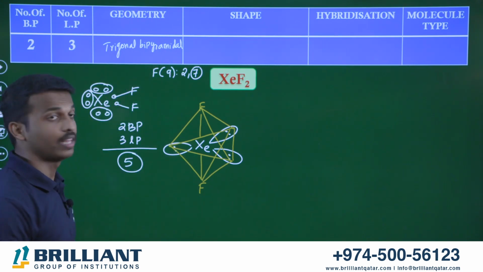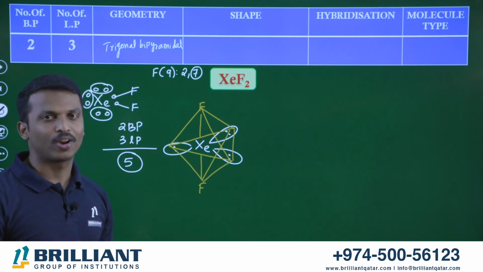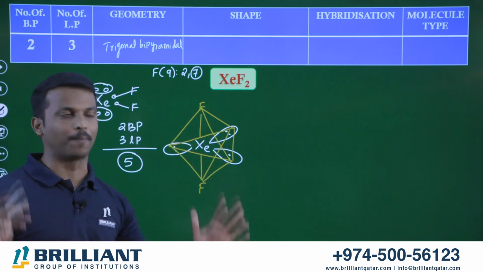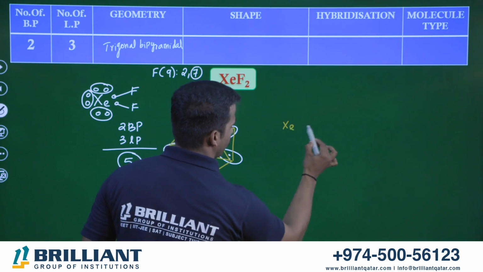Trigonal bipyramidal. Then what is the shape? When you are calculating the shape of the molecule, we are not looking at how the lone pairs are located, right? Only the bond pairs. See, XeF2 means I can say this is the geometry. Sorry, the shape.